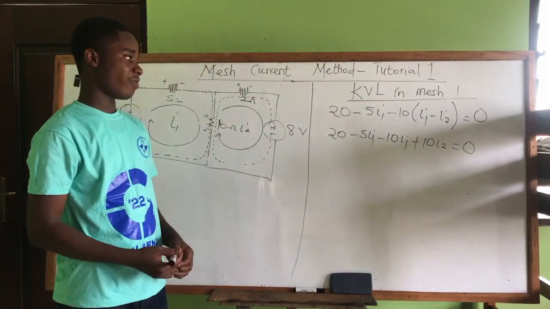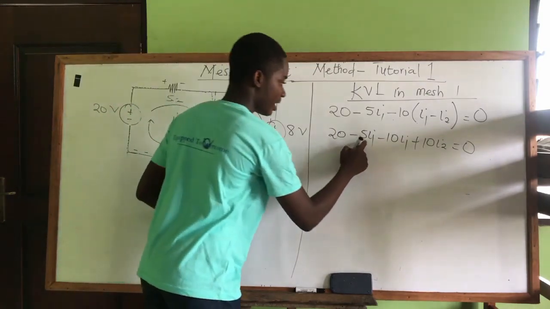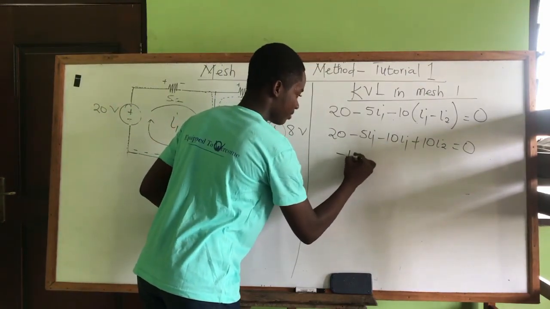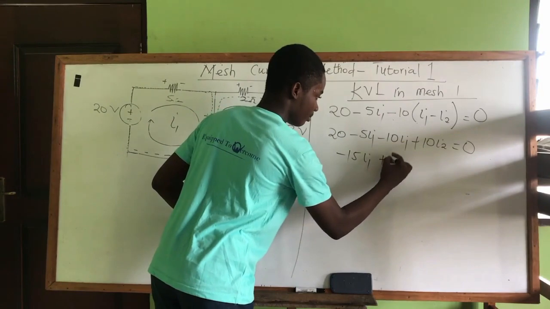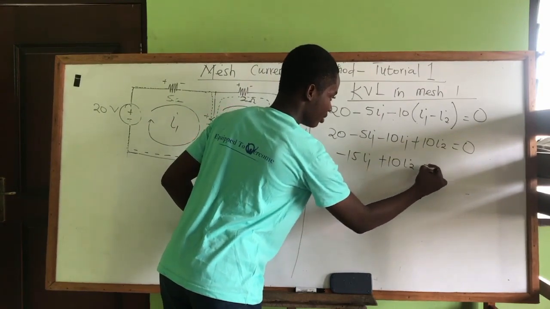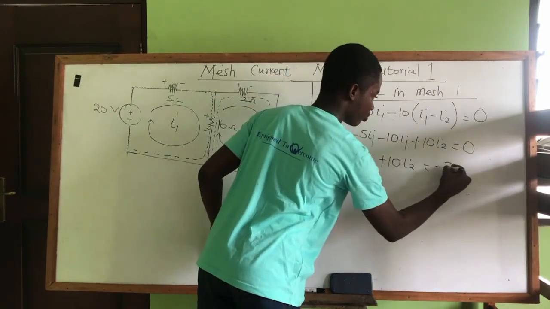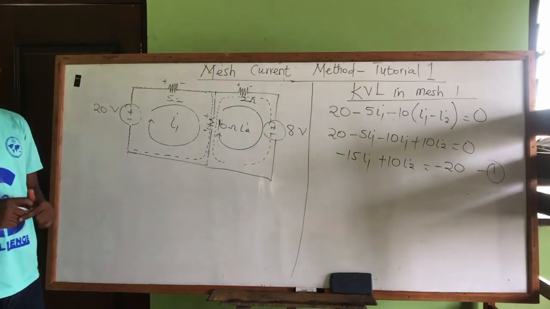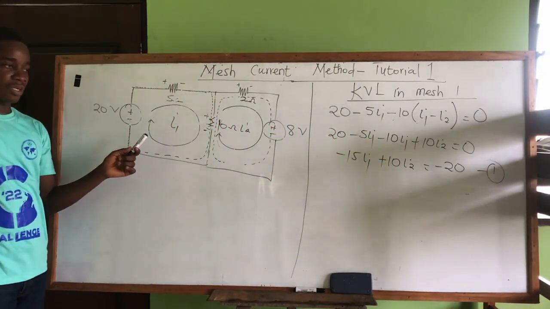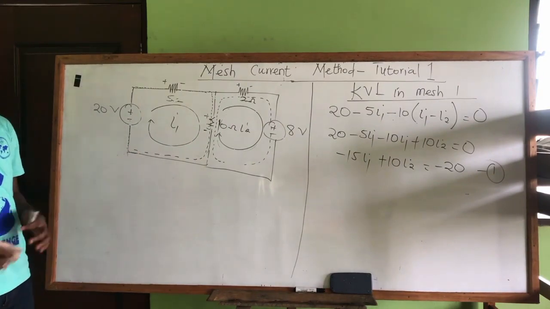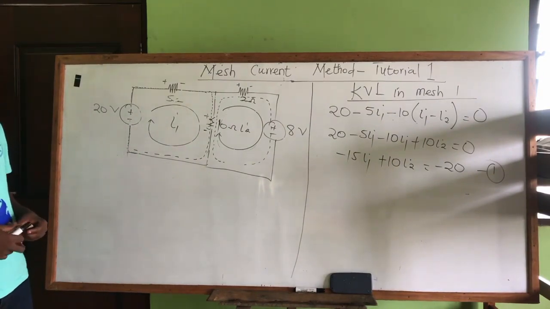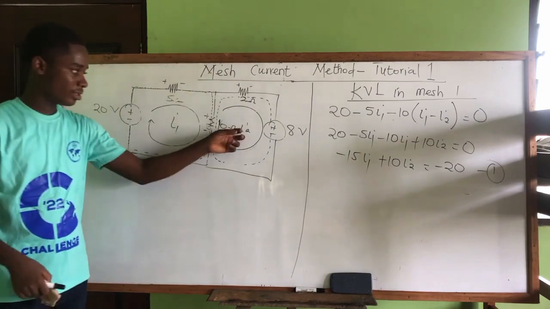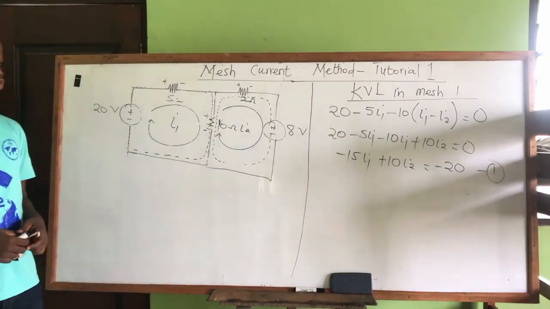So let's group our variables. We have minus 5 minus 10, so minus 15 I1 plus 10 I2 giving us minus 20. So this is our first equation, the KVL in mesh 1. So our next job is to write KVL in the next mesh, which is mesh 2.